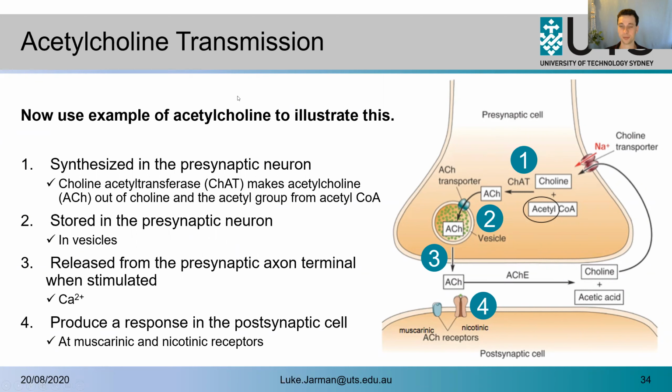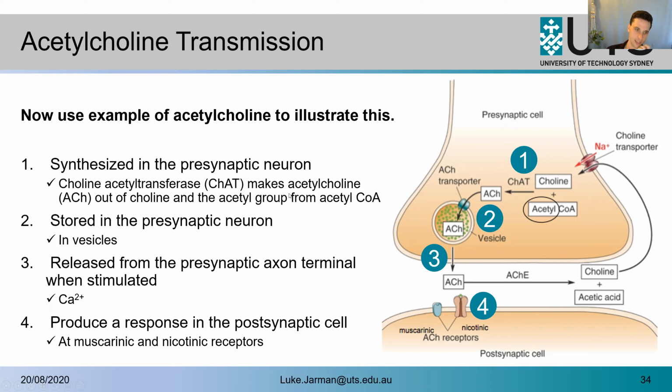So we're going to use the example of acetylcholine. So, synthesizing acetylcholine in the presynaptic neuron. How do we do it? We take choline acetyltransferase, which is an enzyme which makes acetylcholine out of choline and the acetyl group from acetyl-CoA. You can see that at number 1. So ChAT is taking choline and just the acetyl group from acetyl-CoA, and it's turning that into acetylcholine.